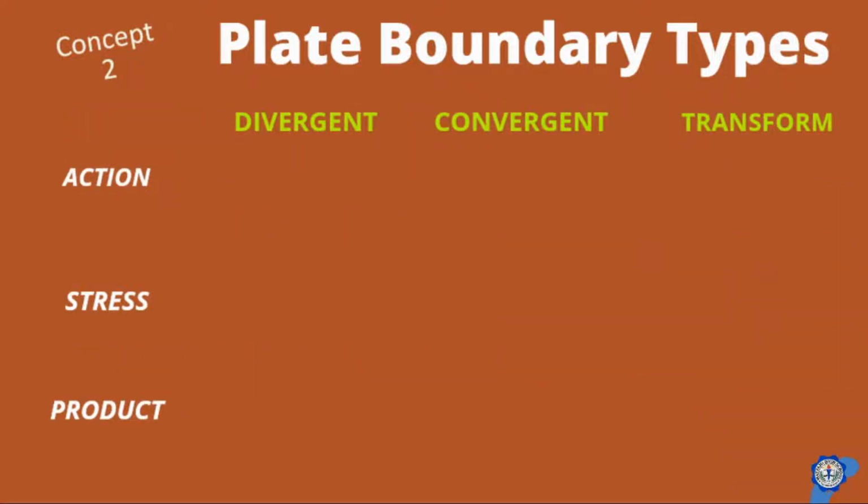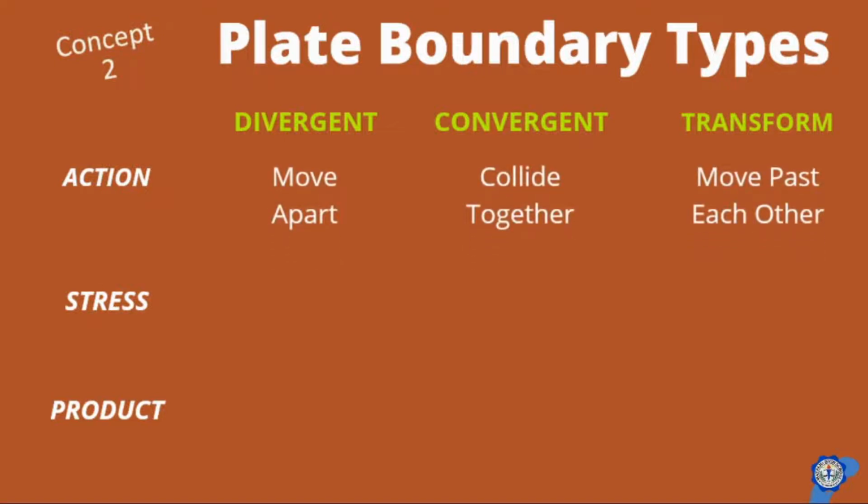So let us review concept number 2, plate boundary types. The three types of plate boundaries are: first, divergent plate boundary; second, convergent plate boundary; and third, transform plate boundary. The action of a divergent plate boundary is moving apart. In convergent, they collide together, and in transform plate boundary, they move past each other.